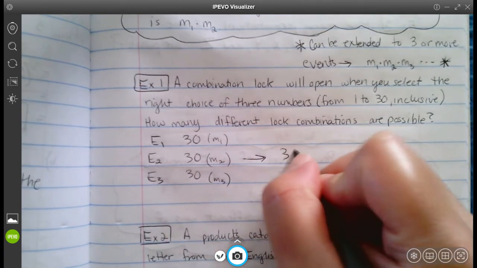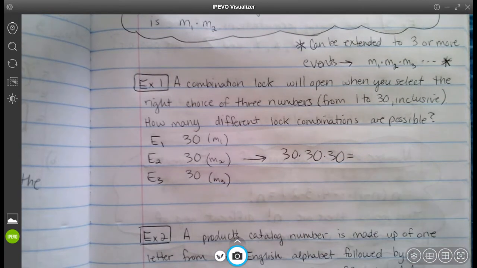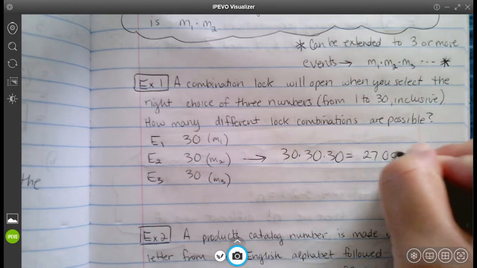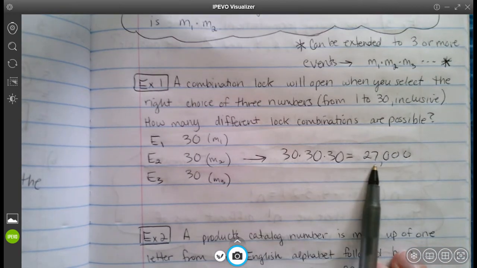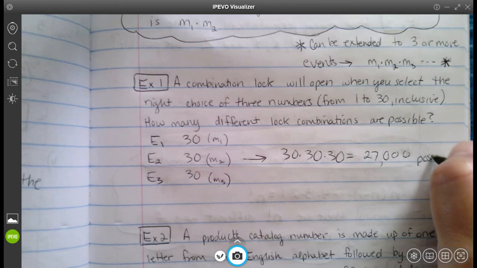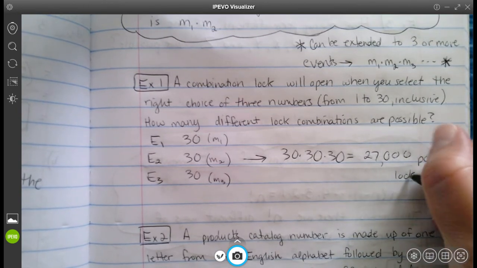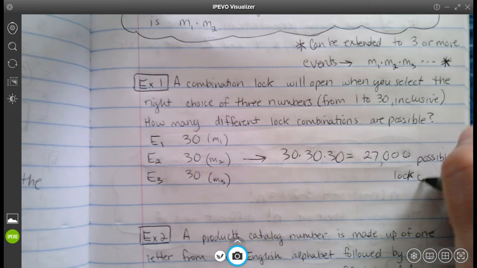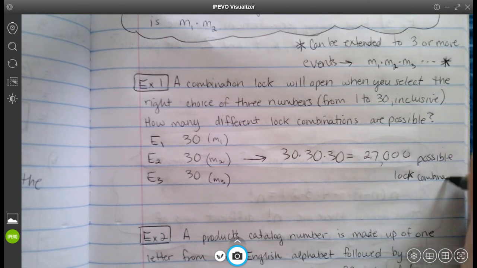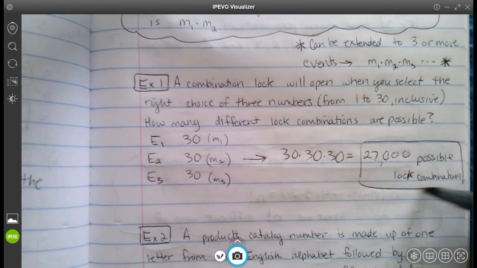Based on this, we would have 30 times 30 times 30, which, if we multiply 3 times 3 times 3, is 27, then three zeros. So that means there are 27,000 possible lock combinations, which is kind of a lot. If this was some kind of actual puzzle, it would take the person quite a bit of time to figure out the lock combination. Okay, so there you go.